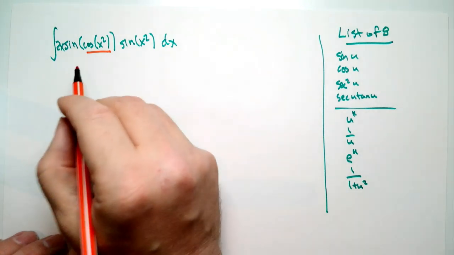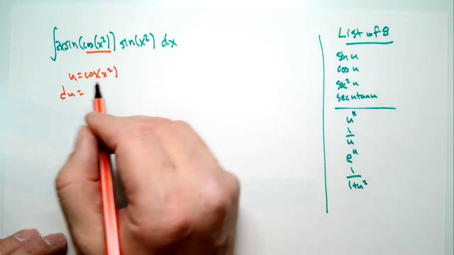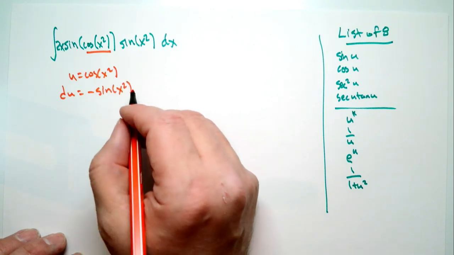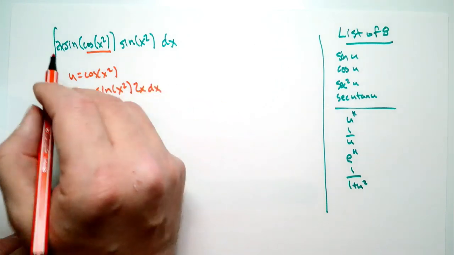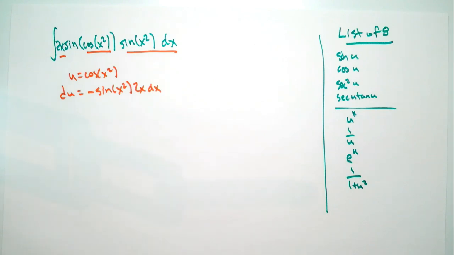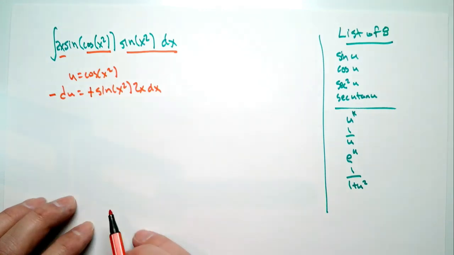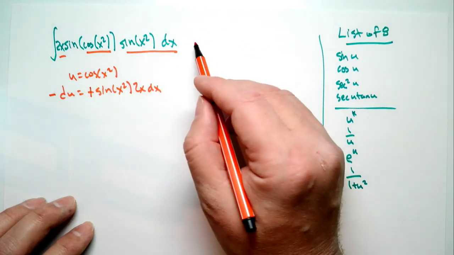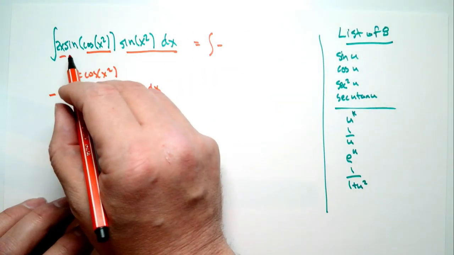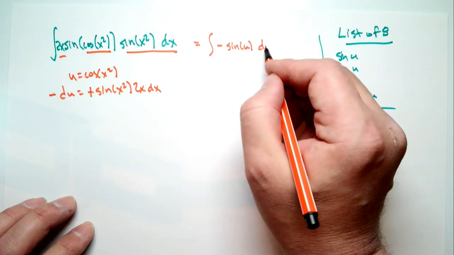If you let u equal cosine of x squared, then what do we get? Well, du is negative sine of x squared times 2x dx. And we're like, oh, it's almost like they had just planned for that because, well, we did. The only thing is we don't have a minus. That's okay. We'll just do the same trick we did before. So that 2x sine of x squared dx becomes a minus, and then this part becomes sine of u. So minus sine of u du.